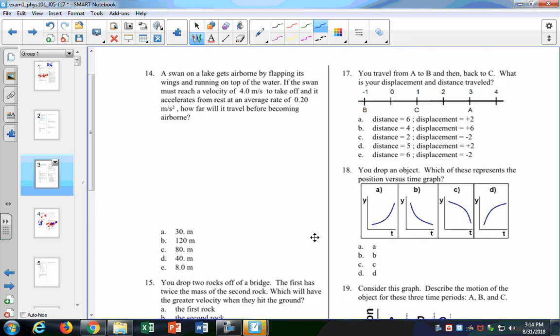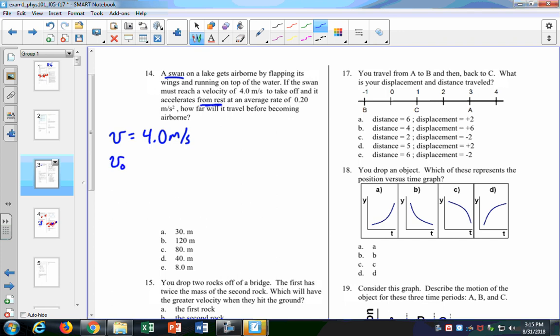So, a swan on a lake. It's a swan. Wait, that doesn't really matter, okay? So don't worry about what it is. It gets airborne by running on top of the water. It must reach a velocity of 4 meters per second to take off.